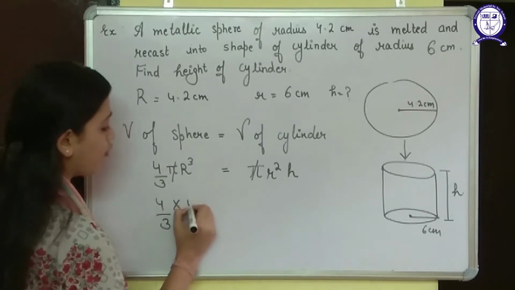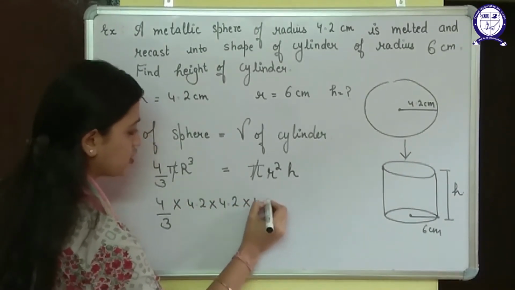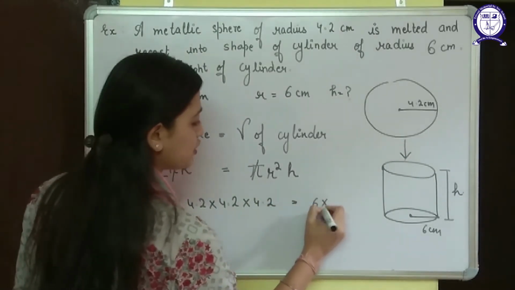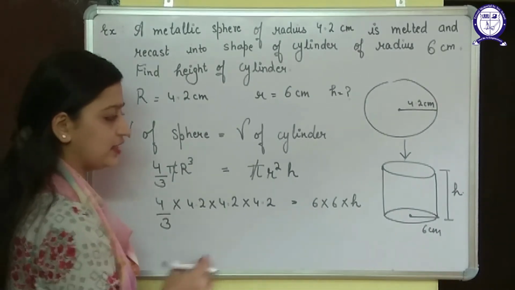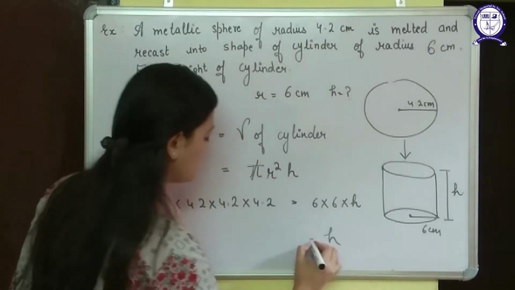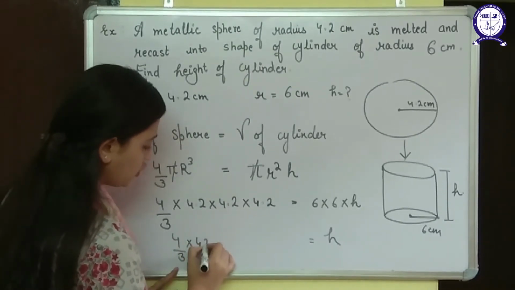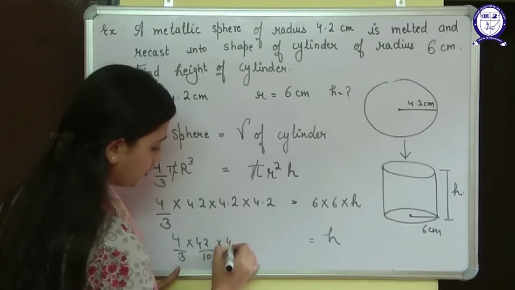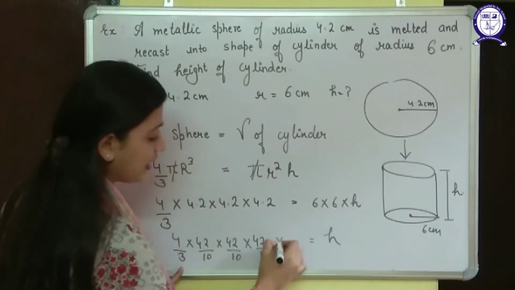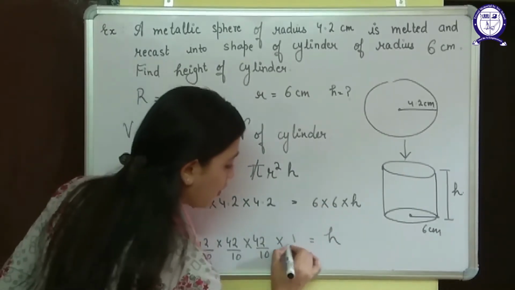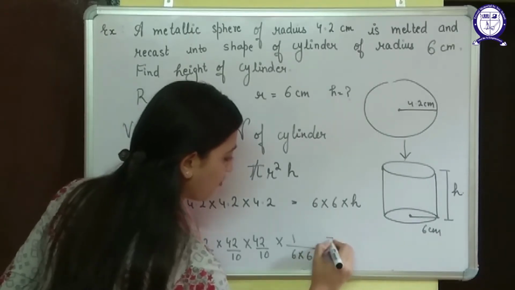Radius is my 4.2 into 4.2, and this is my 6 into 6 into 8, and I need to find the value of height, so I will take these 6 on this side. So this will be 4 upon 3, 42 upon 10, 42 upon 10, and they will come in the denominator. So 1 upon 6 into 6. So this will be the value of my height.